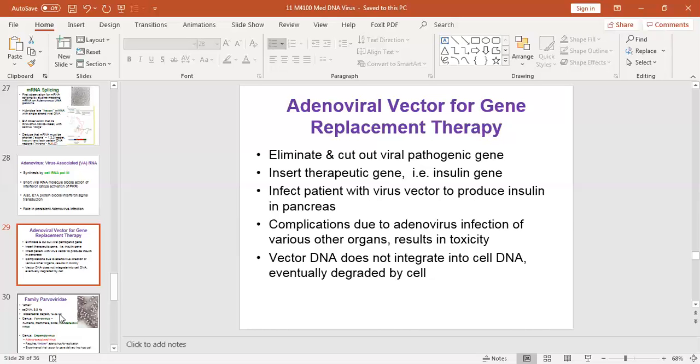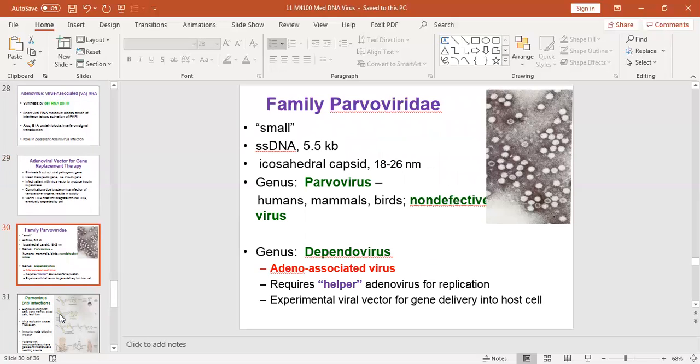Moving to slide number 30, the next family is Parvoviridae. These are small single-stranded DNA molecules, icosahedral capsid, significantly smaller than adenovirus, 18 to 26 nanometer, as opposed to almost 70 nanometer of adenoviruses. The genus that we talk about is parvovirus, which uses humans, mammals, and birds as its host, and causes a non-defective virus, so it doesn't cause infections. We'll talk about that in a minute.